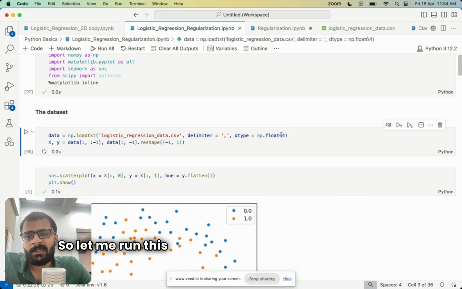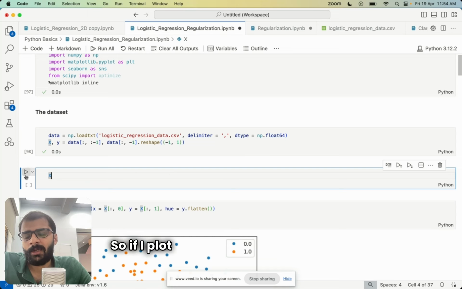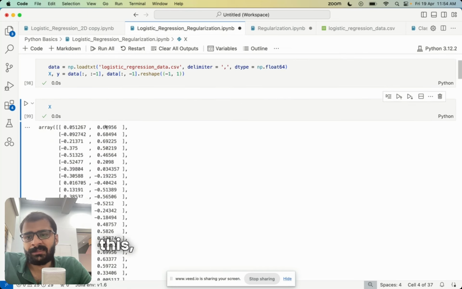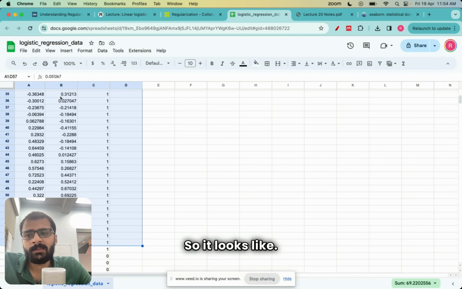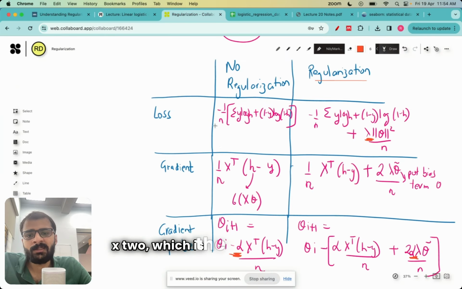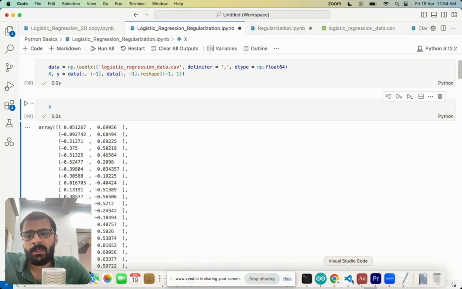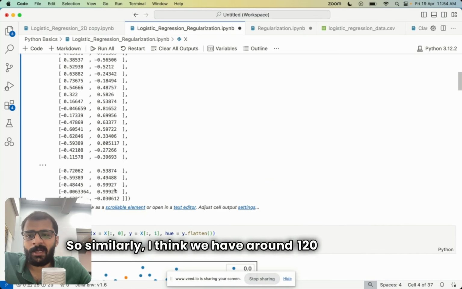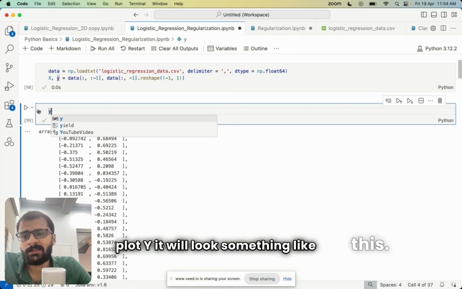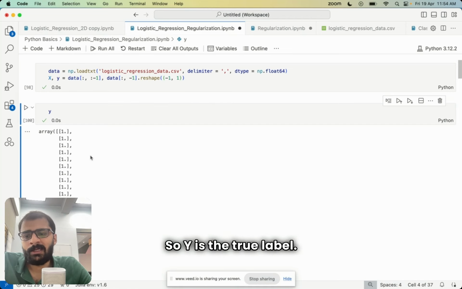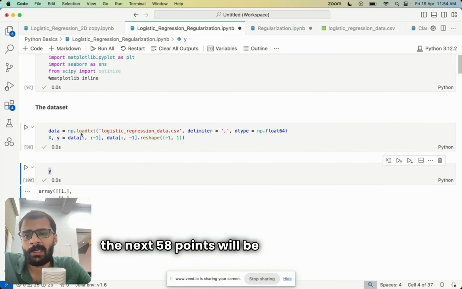So let me run this and show you what x and y look like. So if I plot x, it will look something like this, which is the x1 and x2. So this is x1 and this is x2, which is the x coordinate of the data and the y coordinate of the data. So similarly, I think we have around 120 data points. So this is the x, and if I plot y, it will look something like this. So y is the true label. So the first 58 points will be 1, and the next 58 points will be labeled as 0.